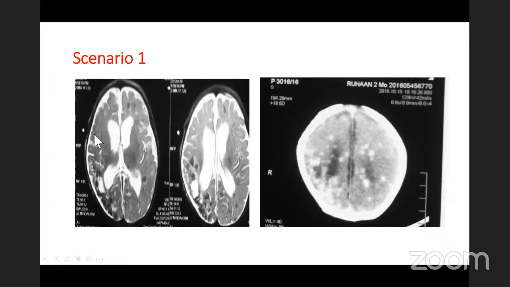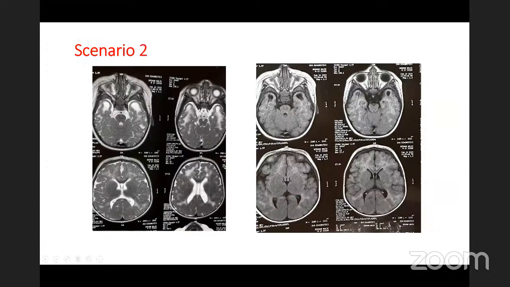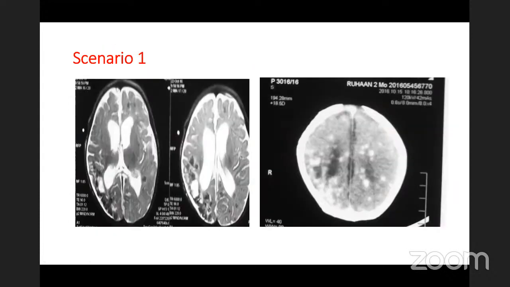So this is a T2 axial section which is showing hypointensity, which is again corroborating with the calcifications. This is a child presenting with congenital toxoplasmosis who presented with global developmental delay and microcephaly, however was treated and so had minimal neuromorbidity.